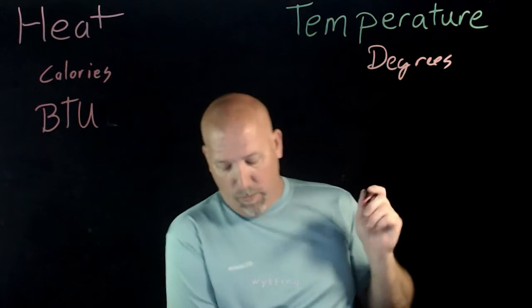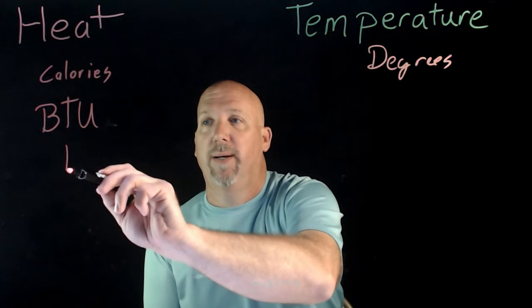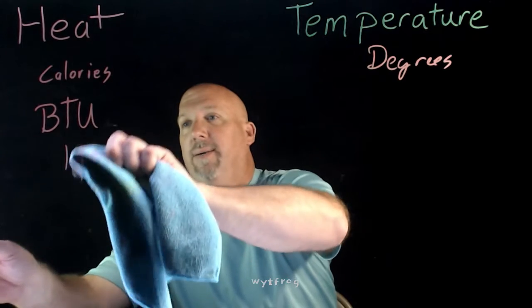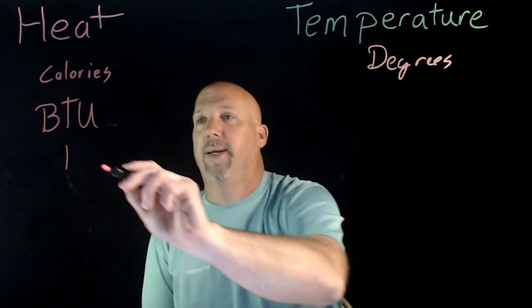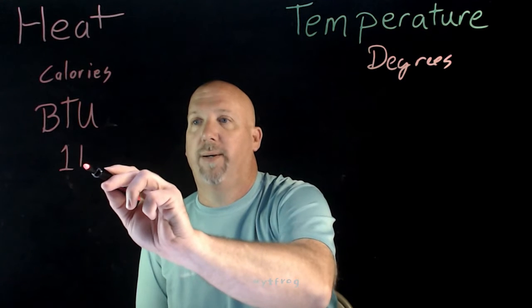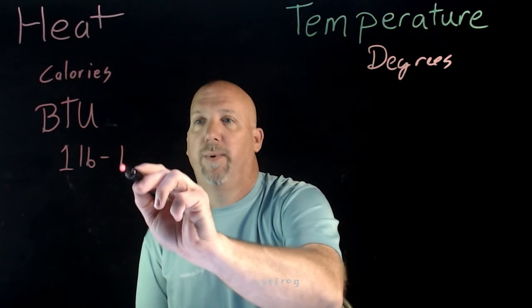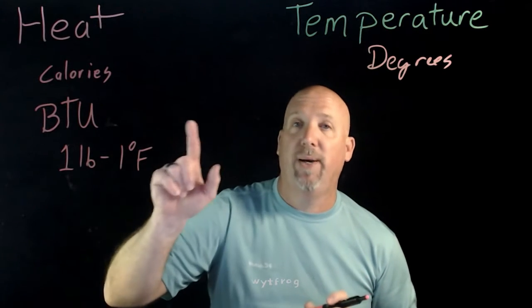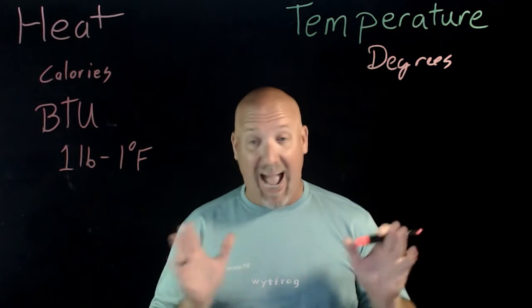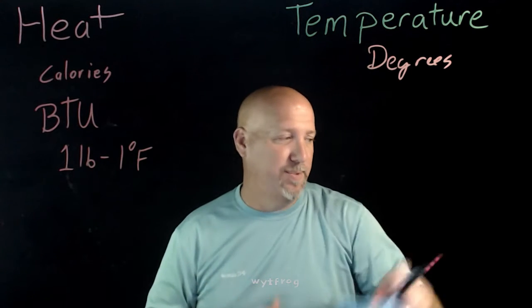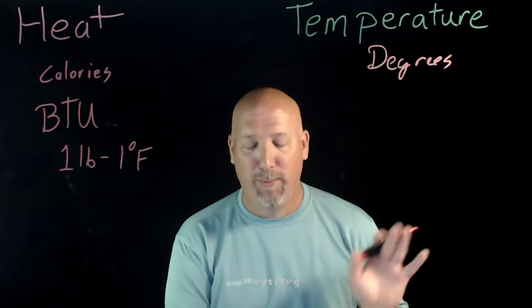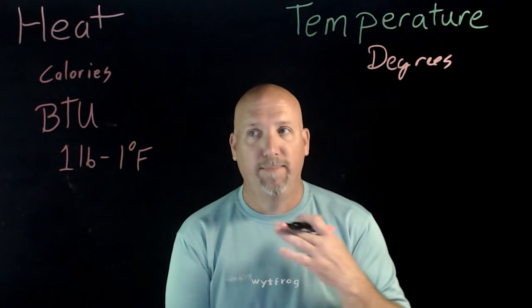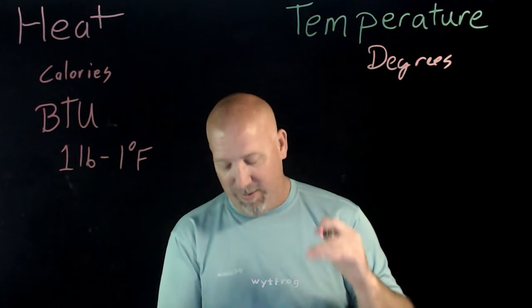1 pound of water, 1 degree Fahrenheit. That's a BTU. 1 BTU can raise 1 pound of water 1 degree Fahrenheit at sea level. Sea level changes things when it comes to heat and temperature, like the boiling point, for those of you in Denver, Colorado, and places that are really high. It changes things. So at sea level, that's what it is.